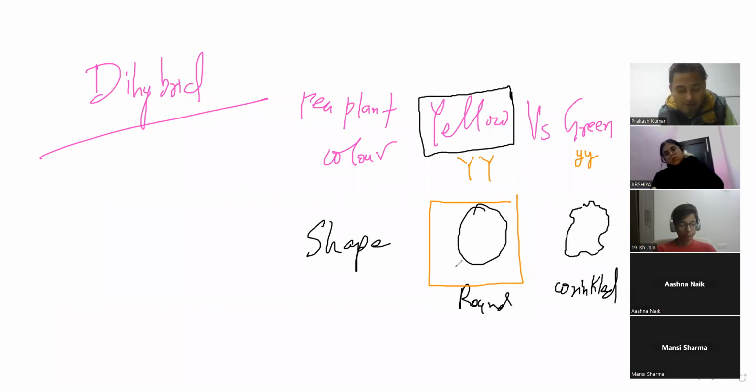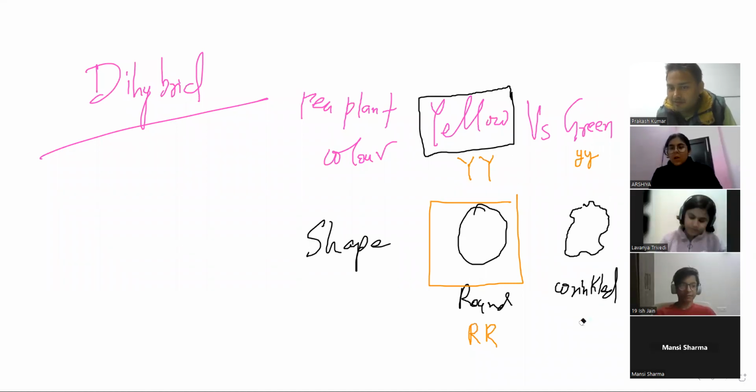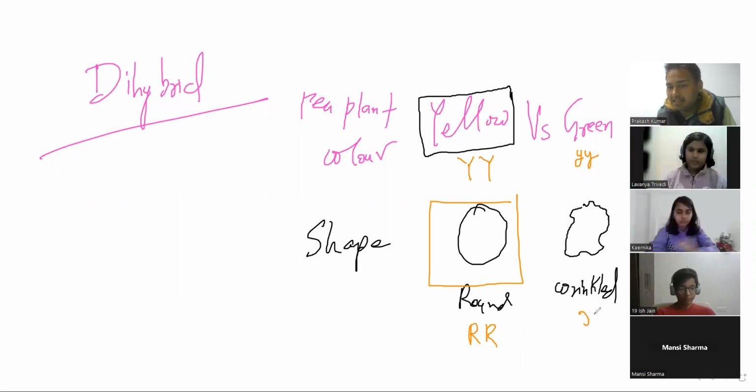Now if I am writing round as capital R, we can write anything, but it will be better if I write R and R. For wrinkled, I will write small r, small r. Very clear now? All of you remember? Does everyone know what to do?